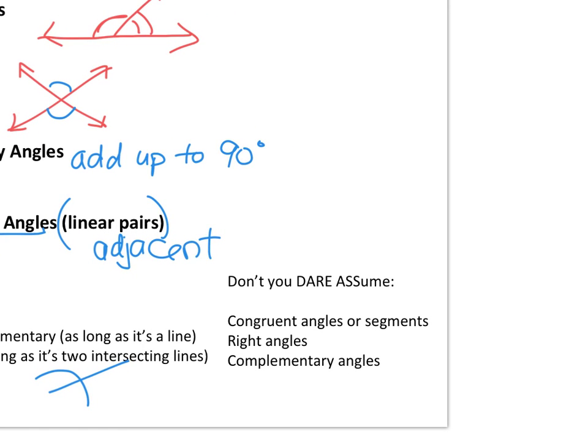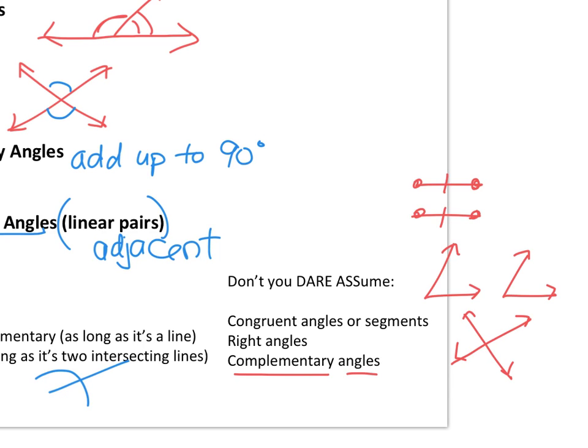Don't assume congruent angles or segments. You can never see two angles and say, oh, well, those look like they're the same measure, so they must be congruent. Same thing with two segments. You can't say, oh, well, they look like they're the same. It needs to be told to you that they're congruent. You can never assume right angles. Just because something looks like it's 90 degrees, it might be 91 degrees. You can't assume that. And you also can't assume complementary angles. You can't assume things just by saying they look like this type of angle or segment.